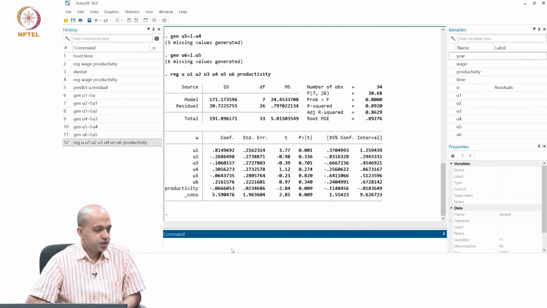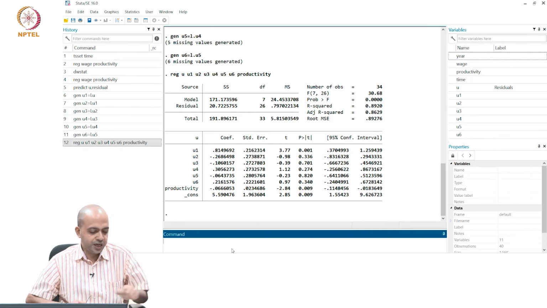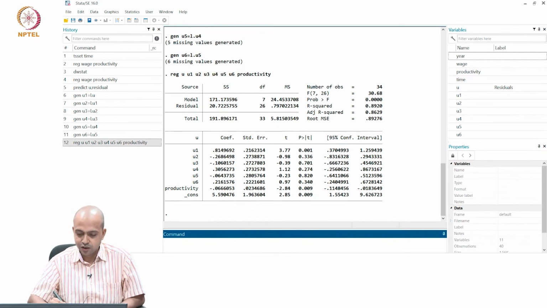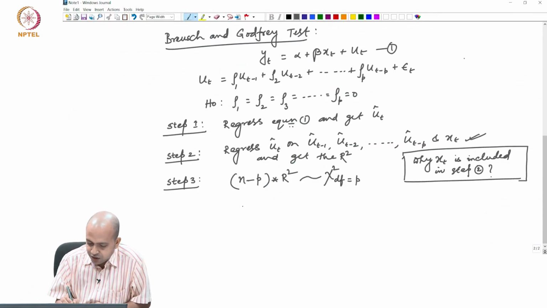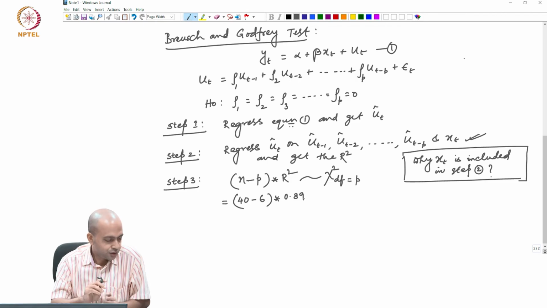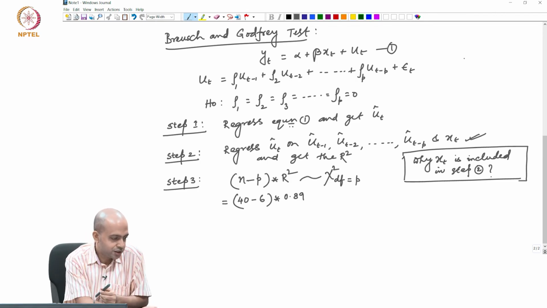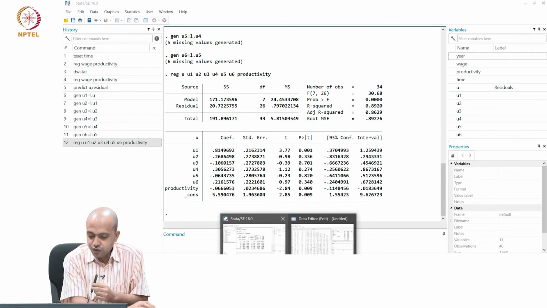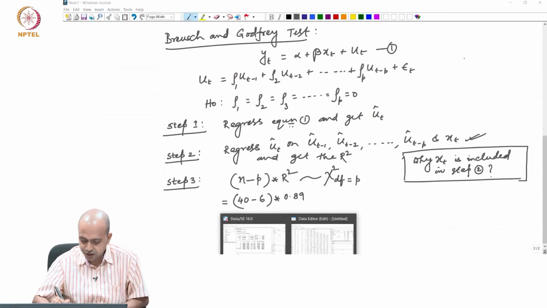what is the R square? R square is 0.8920. That should be multiplied with n minus p. So, n minus p: n equals 40, p equals 6, so that should be multiplied by 0.8920. Let me look once again. What is the value of R square? 0.8920, right?